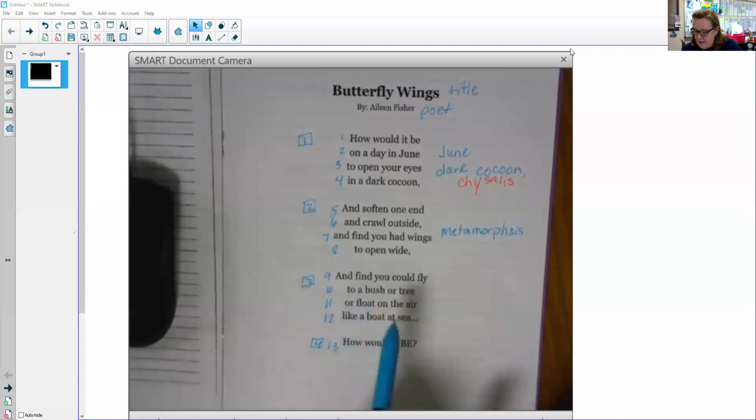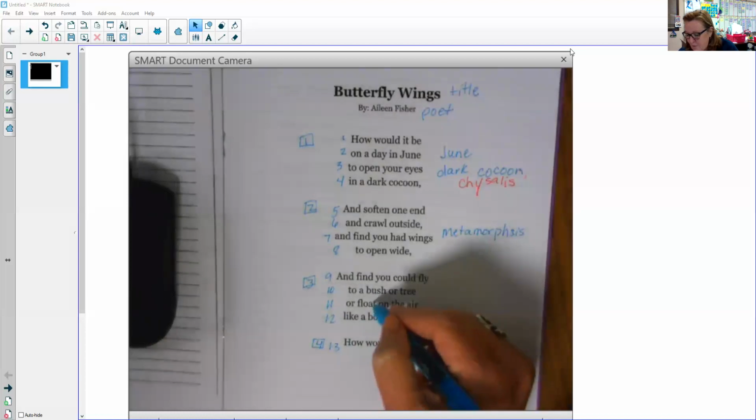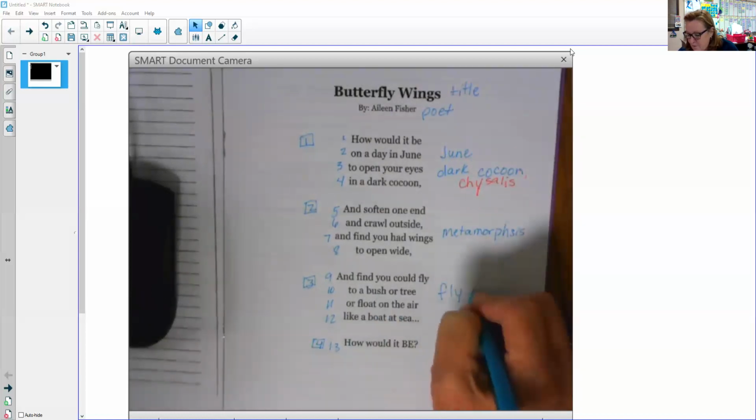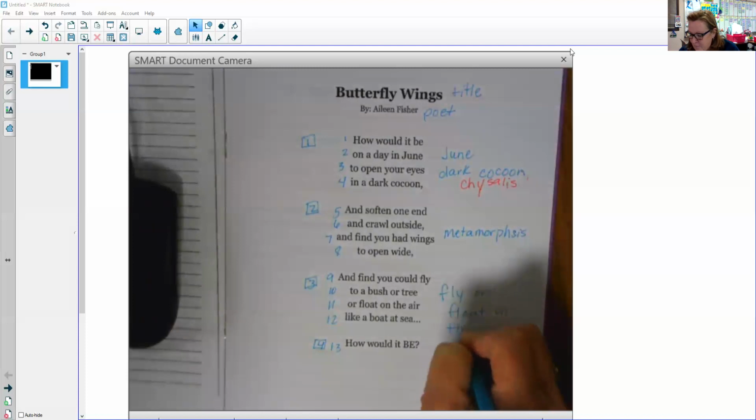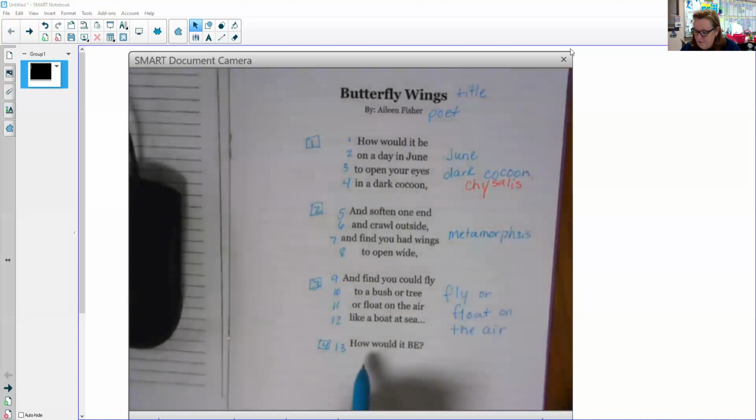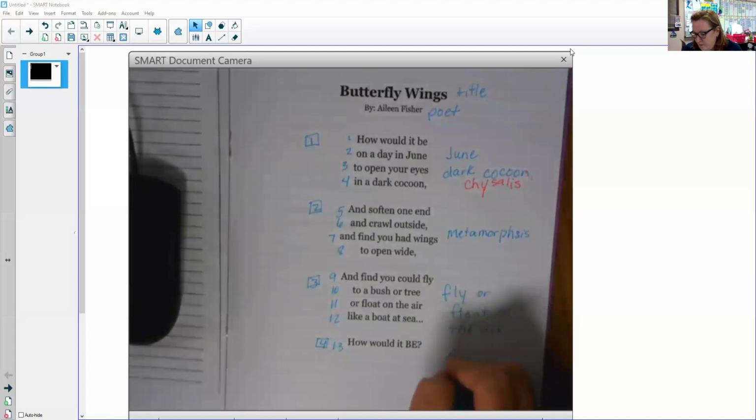Next stanza. And find you could fly to a bush or a tree or float on the air like a boat at sea. So I see right here, like a boat at sea, that's a simile. We've talked about similes and metaphors. But right here is a simile because it starts with like, and it's comparing you to a boat on the sea. The main thing is they could float or fly. So would you like to fly or float on the air? And the last one is how would it be? So I'm just going to put a question mark. All right.